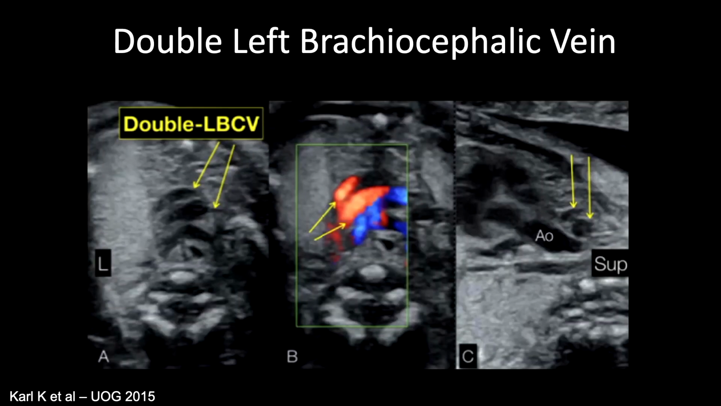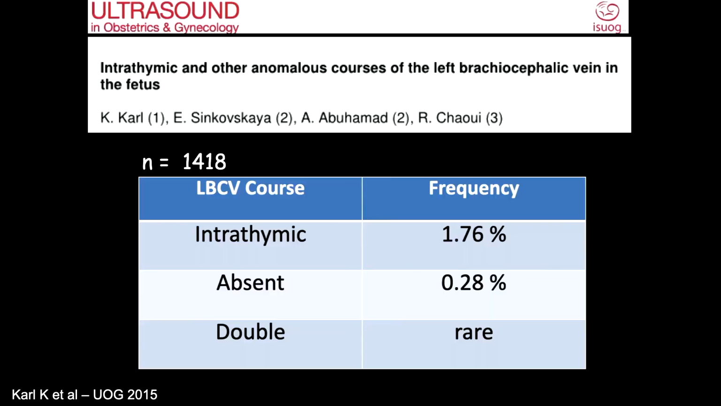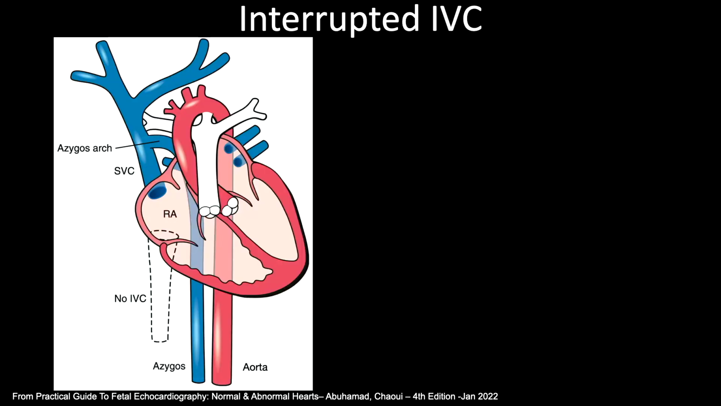And you can have a double left brachiocephalic vein in some rare situations. When we looked at the data from both centers, our center and Dr. Shawi's center in Berlin, we found the incidence of intrathymic left brachiocephalic vein in about 1.7%, and double and absent was extremely rare. Briefly, interrupted IVC.